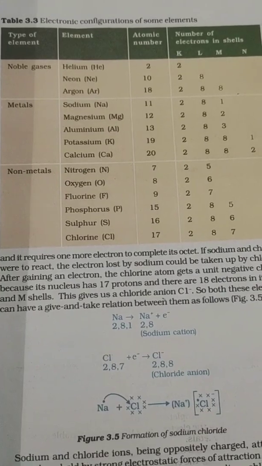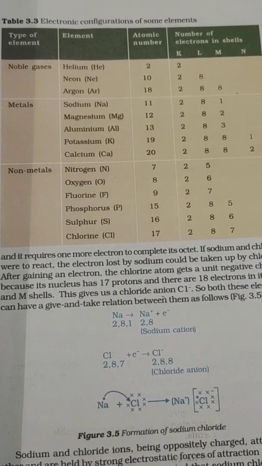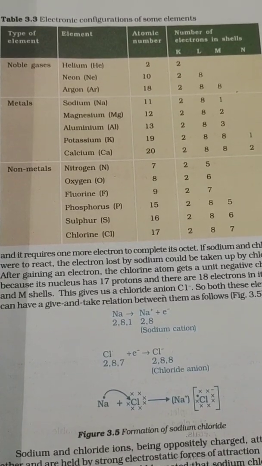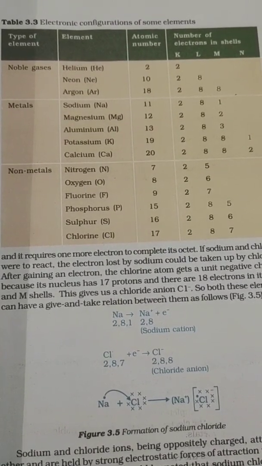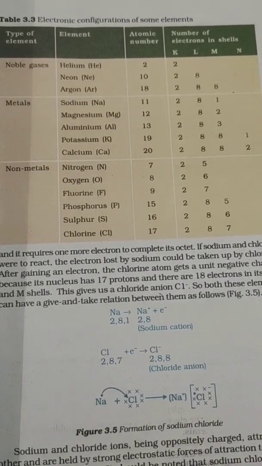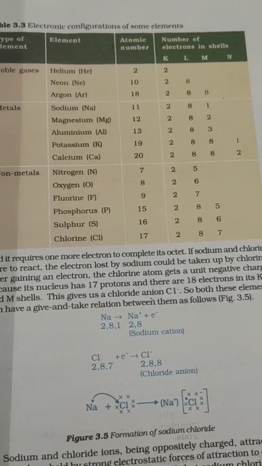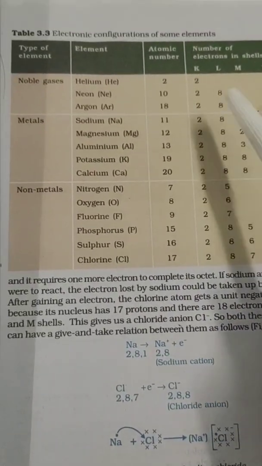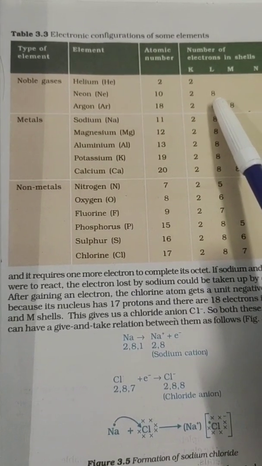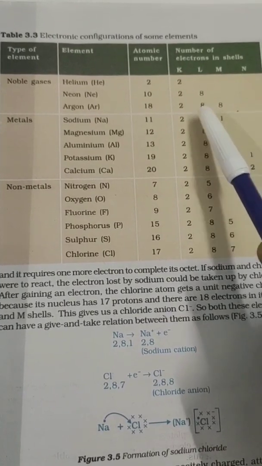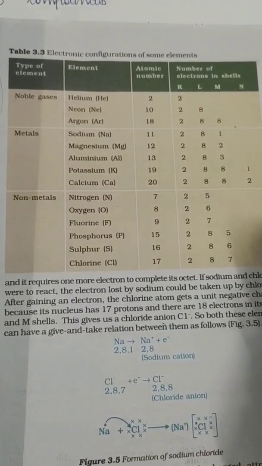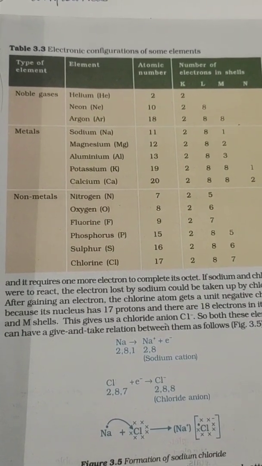Helium has only one shell, the K shell, and the number of electrons in the K shell is 2. So the maximum number is 2 and it has 2 electrons in its outermost shell. That is, the octet structure is complete. Then neon has 2 and 8, so K and L shells. The L shell has a maximum of 8 electrons and here are 8 electrons already, so its octet is also complete. And then argon has 2, 8 and 8, so it's also complete. So these gases do not want any other electron to complete the octet structure.